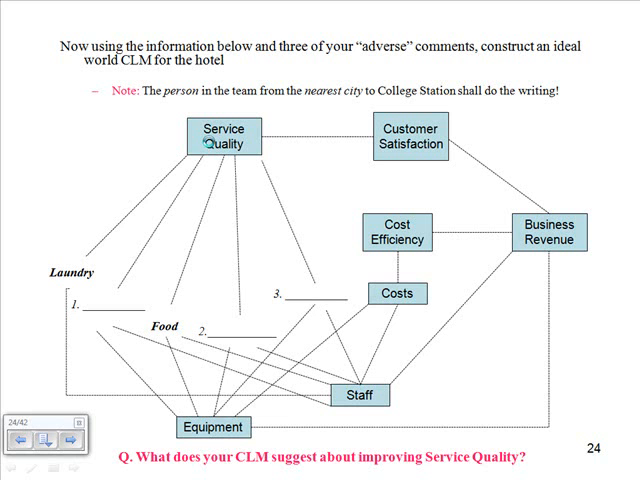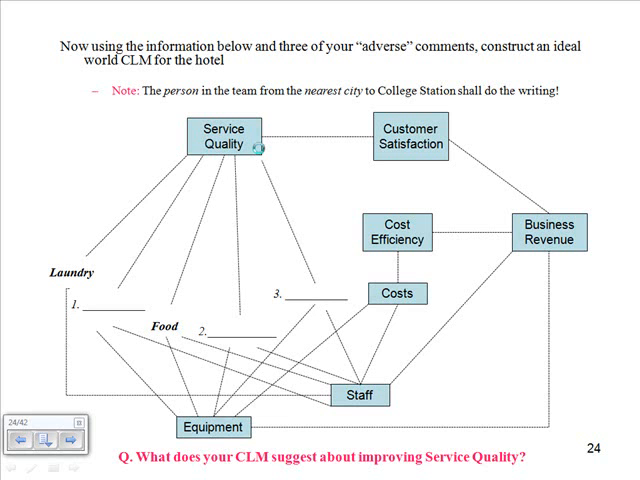It's just that you have better equipment and better staff. Better equipment, better staff. You can improve the service quality. Team number 4. 1, 2, 3, 4. What's your suggestion? Same thing. Anything different from improving staff, equipment?